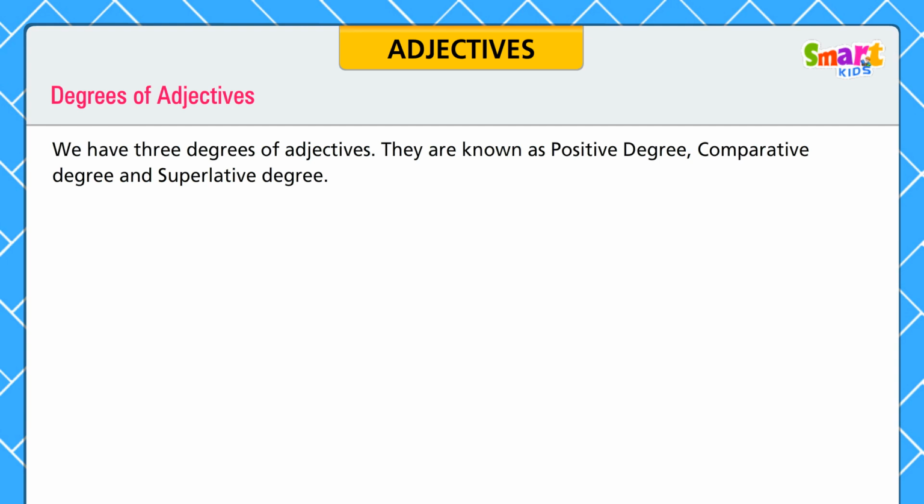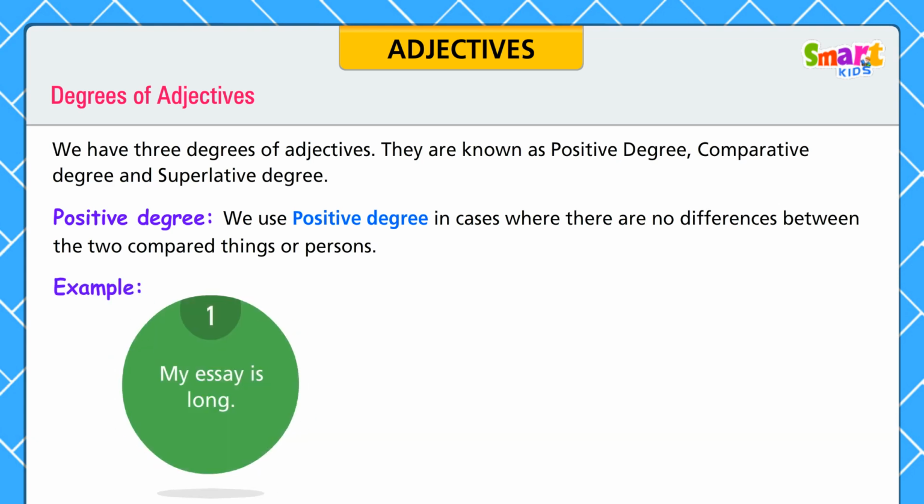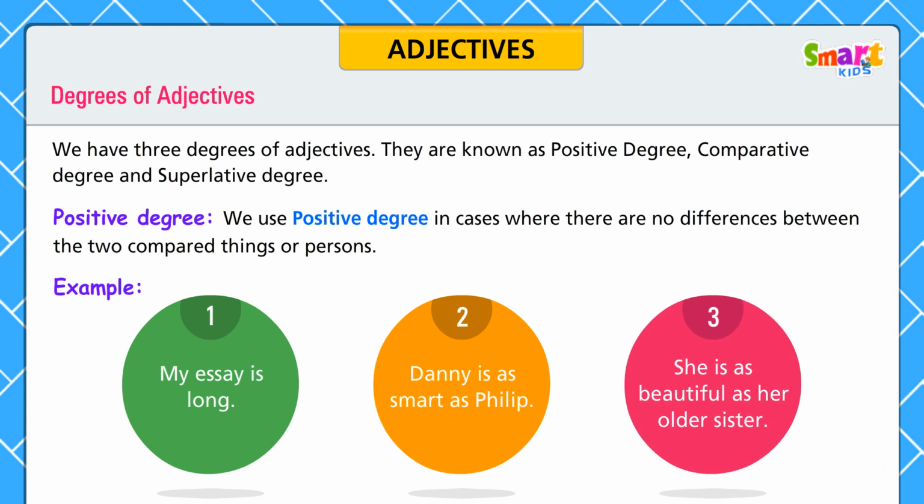Let us look at positive degree. We use positive degree in cases where there are no differences between the 2 compared things or persons. For example, my essay is long. Danny is as smart as Philip. She is as beautiful as her older sister.